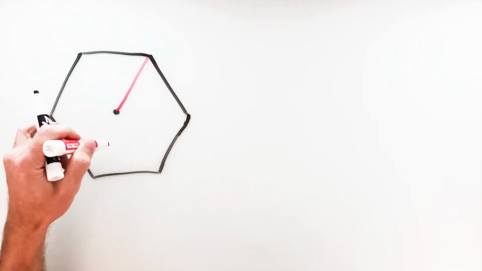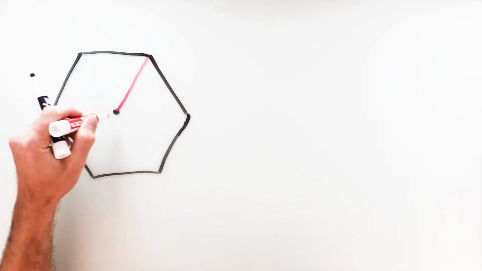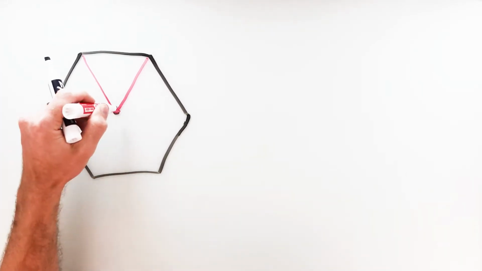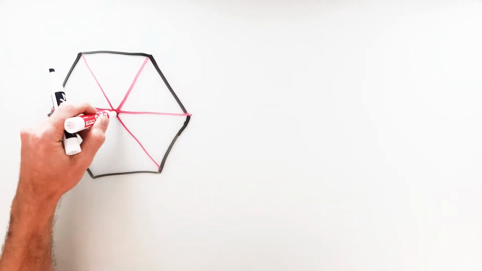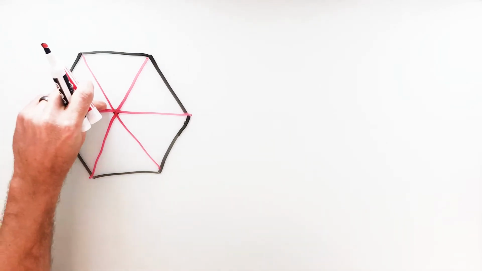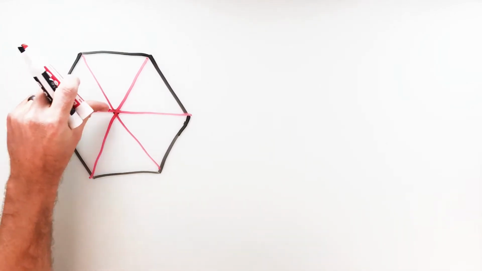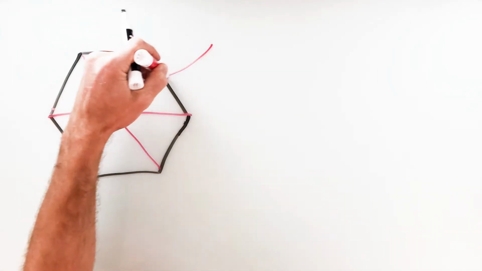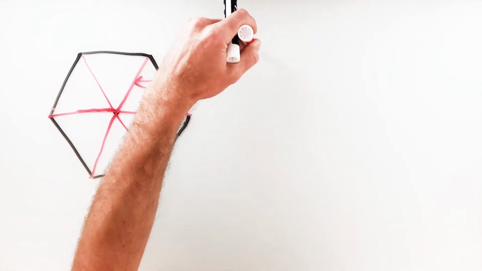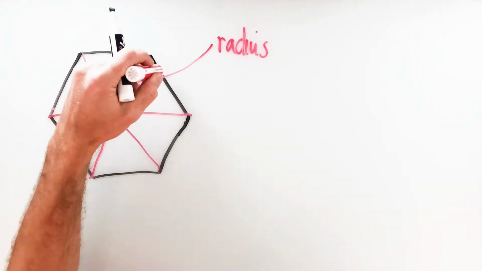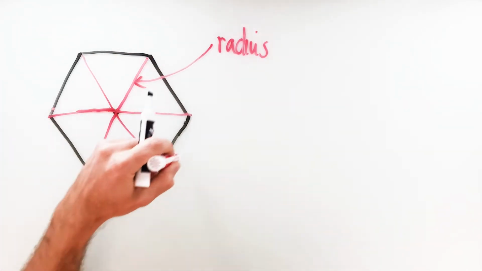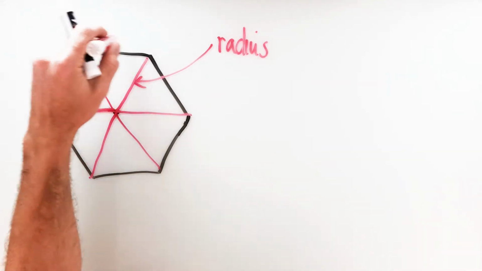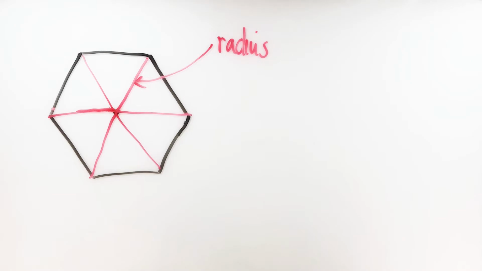So in this case I have a regular hexagon, I could draw 6 radii all the way around this hexagon. Okay, so this is called a radius. And you can think of this as if I circumscribed a circle around this regular hexagon. This radius would go to the edge of that circle.